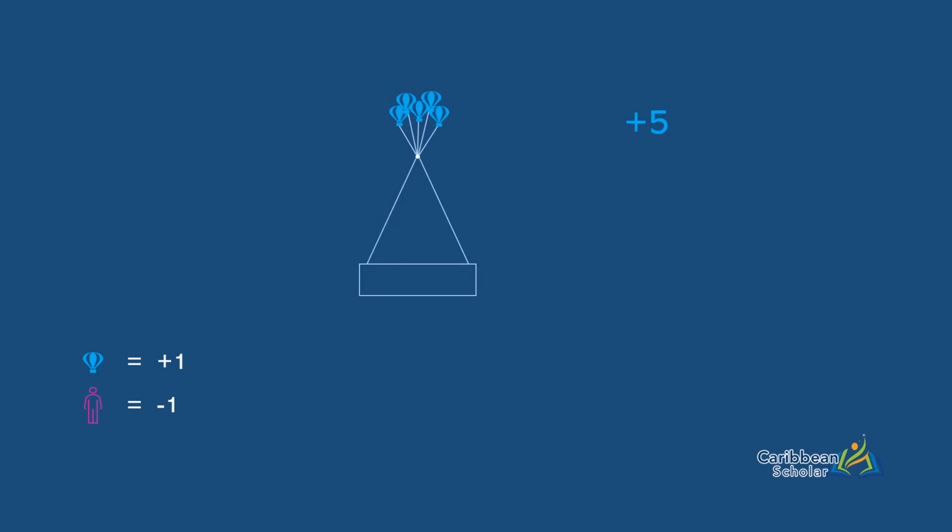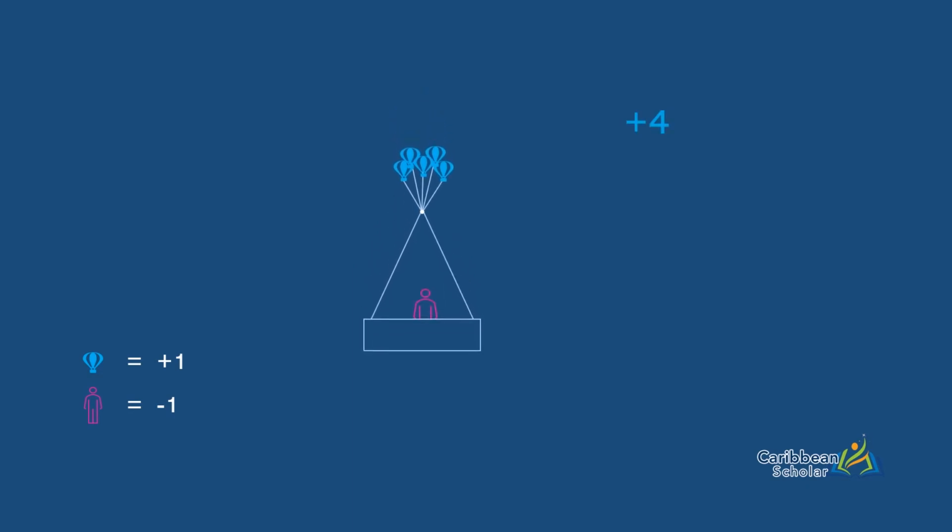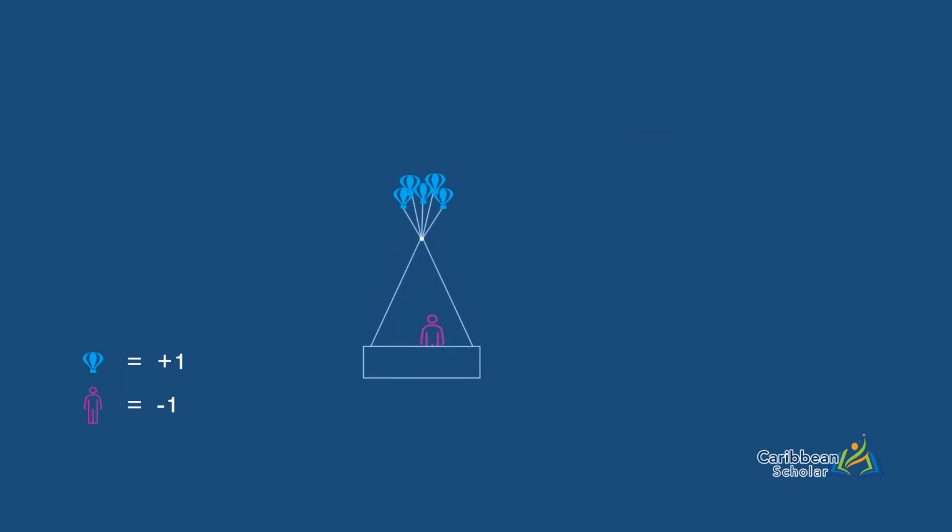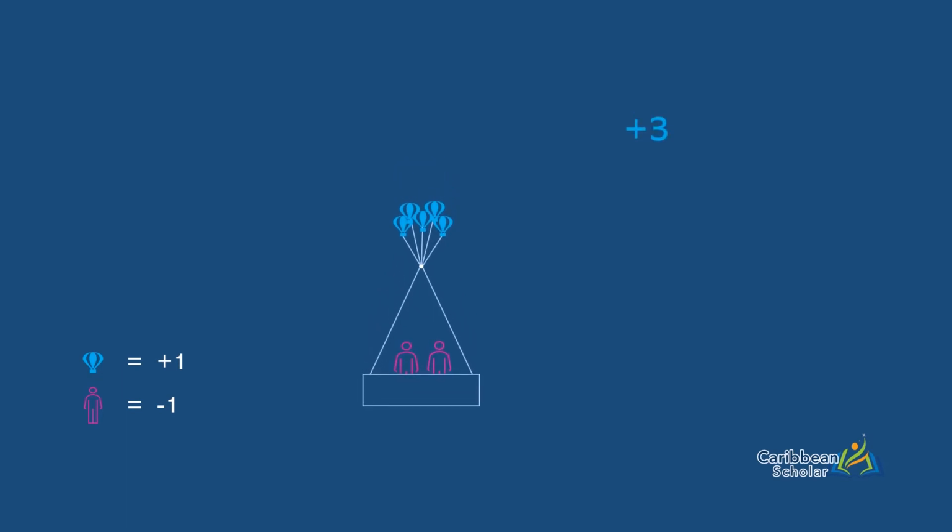Since we've added some weight to the lift, it dropped down to 4. This is what happens when you add a negative. Your number gets smaller. When we add one more person, the lift drops to 3, and this is how we got 5 plus negative 2, giving us 3.